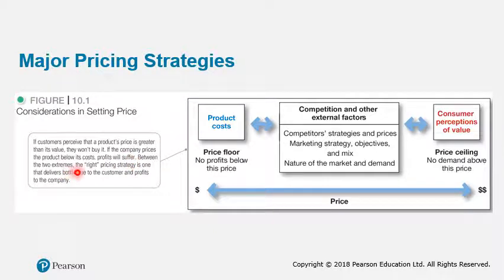So between the two extremes, the right pricing strategy is one that delivers both value to the customers and also profits to the company. So you have to find the balance between getting the profit for the company and also delivering to the customer so that they perceive that the value of the product is equivalent to the price that they are paying.